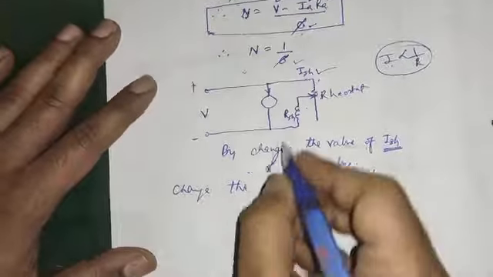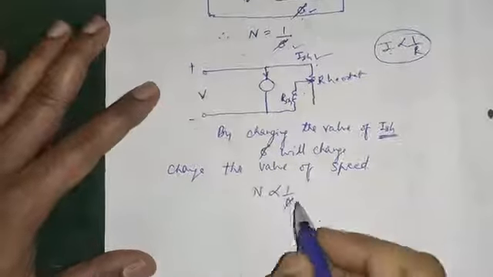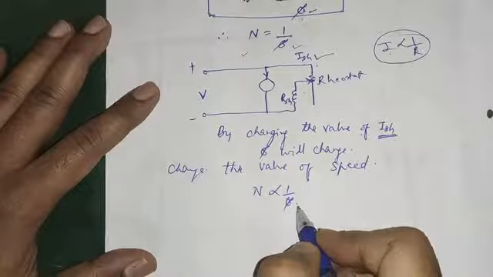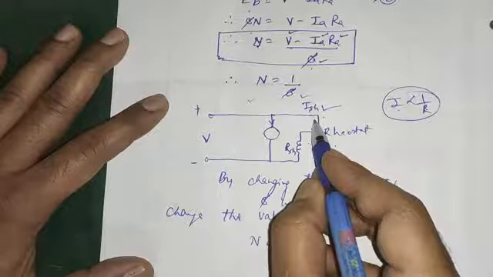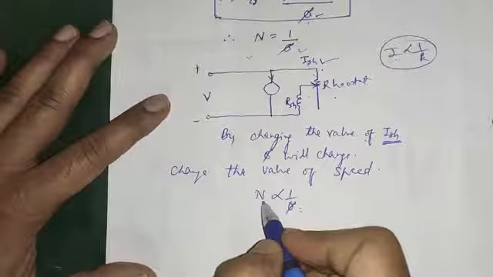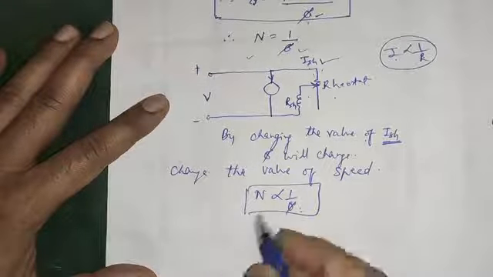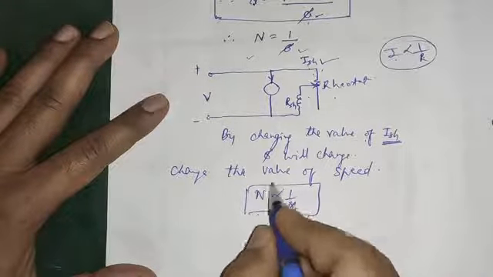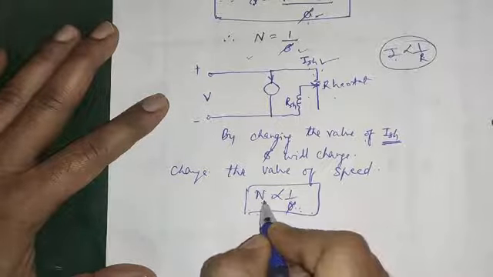So from this equation we can say that we have to change the flux by varying the resistance, or by changing the value of current, and we will get the desired speed. When phi decreases, your speed will increase. When your phi increases, your speed will decrease, and vice versa.